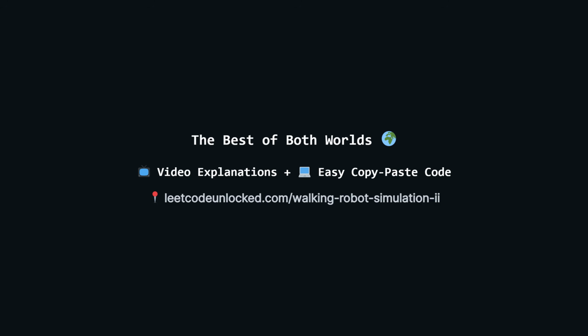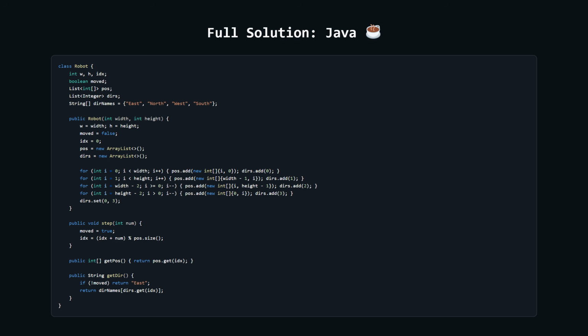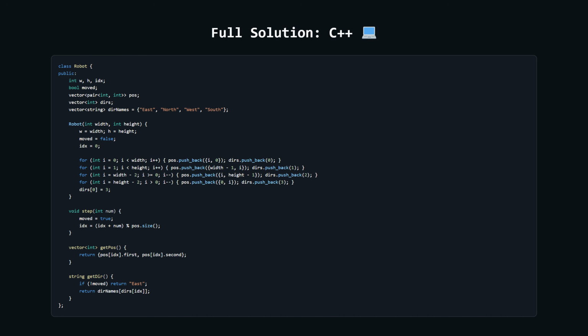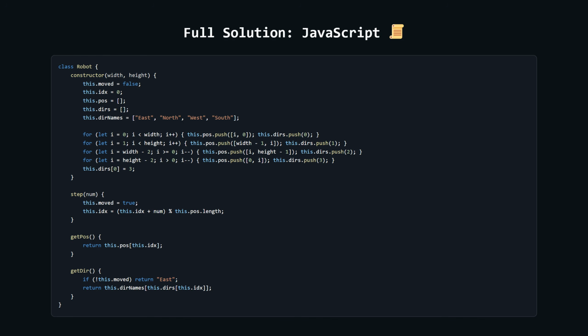If you want to grab any of the code from today's video without retyping it, you can go to the leetcodeunlocked.com link in the description. As promised, here are the full solutions for other languages. Here is the full pre-computation solution written in Java. Next up, here is the exact same logic written in C++. And finally, here is the solution in JavaScript.